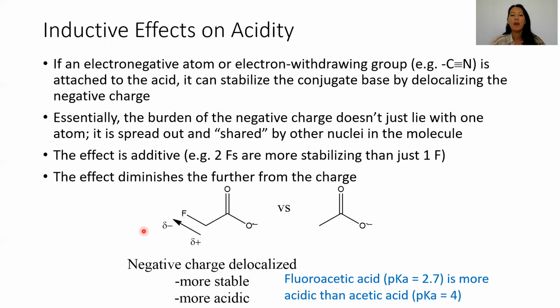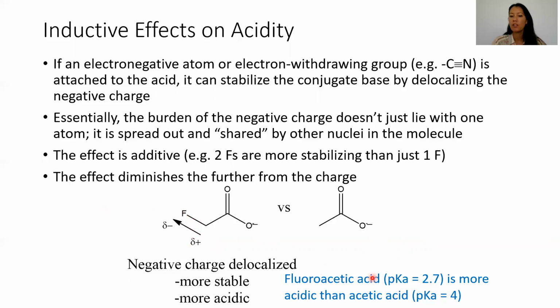It's almost like if one family member has a problem and you can share it and the other family members can help, then that burden is relieved or spread out or shared by the other people. So the effect is also additive. If I have 3 fluorines, that will make that even more acidic. The effect diminishes if the fluorine is like several carbons away though.